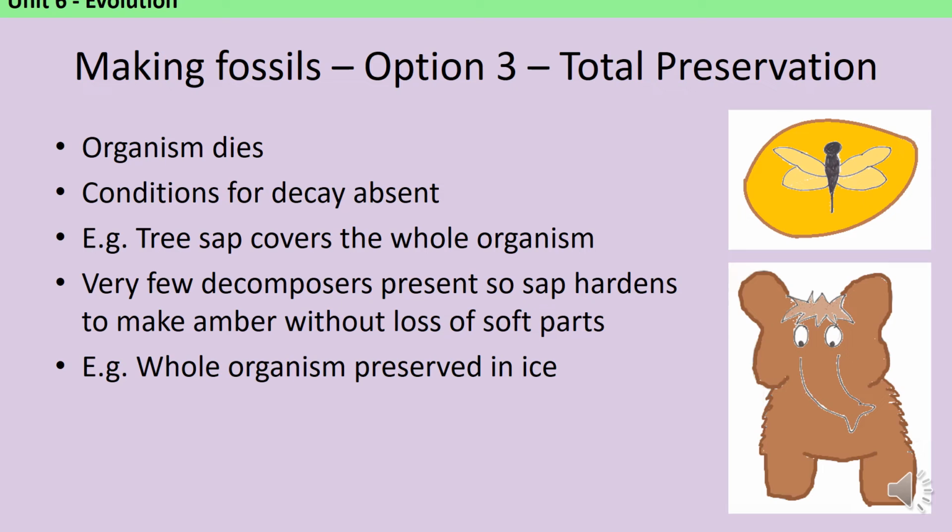The second option is where a whole organism has been preserved, where it's usually died in a really polar region or maybe during an ice age, and the whole organism has been preserved in ice. And this has happened a few times. They found an entire mammoth preserved in this way, and we would consider this to be a kind of fossil as well, because it's still the preserved remains of an organism that died a very long time ago.